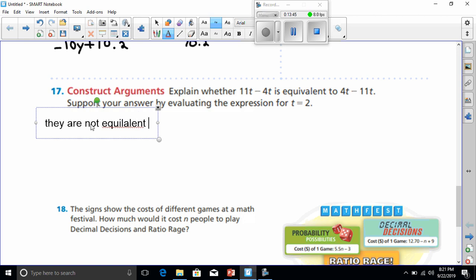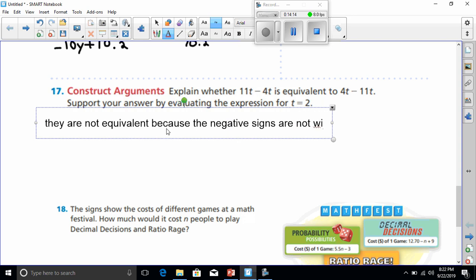Equivalent. I think that's how, yeah. Equivalent. That's better. Equivalent, okay? They're not equivalent because the negative signs are not the same in each expression.